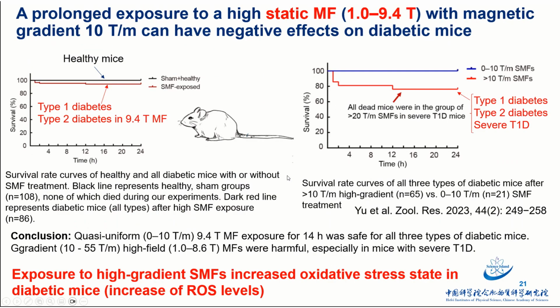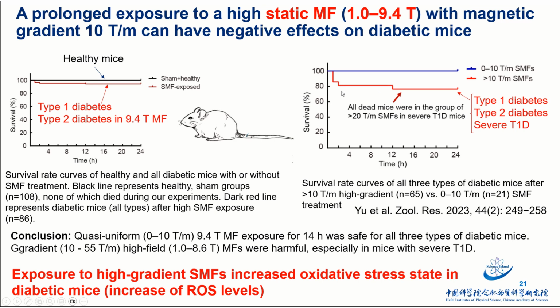Now let's discuss the experiments with diabetic mice exposed to static magnetic fields of magnitudes up to 9.4 Tesla for a period of 14 hours. There were 4 groups of mice in our experiments. The first group was made up of healthy mice. This was our control group. The second group consisted of mice with type 1 diabetes, the third one of mice with type 2 diabetes, and the fourth one of mice with severe diabetes. The experiments were performed in quasi-uniform and gradient magnetic fields with a gradient larger than 10 Tesla per minute.